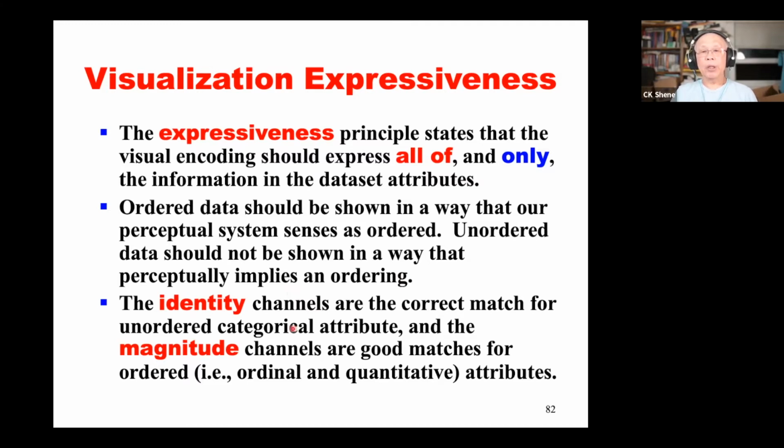The identity channels are the correct match for unordered categorical attributes. What does that mean by categorical attribute? For example, animal categories or pet categories: cats, dogs, and so on. And the magnitude channels are good matches for ordered attributes, or ordinal and quantitative attributes, because there is a way for us to say this one is larger than the other one.